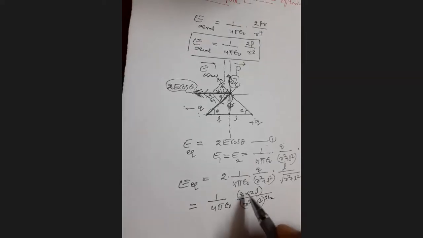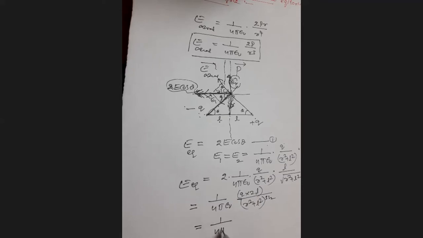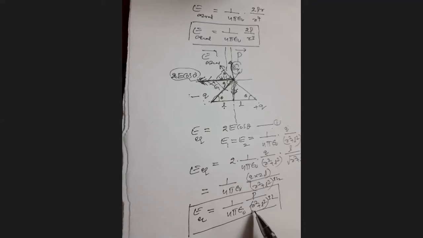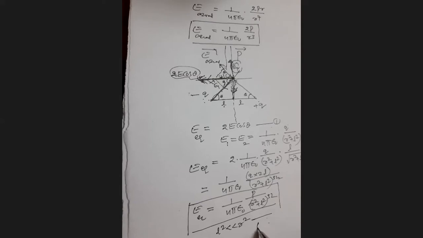Right? But q into 2L gives the dipole moment. This is equal to 1 by 4 pi epsilon naught, p by r square plus L square whole power 3 by 2. This is the expression for electric field strength on the equatorial line of an electric dipole. Again, applying for a short dipole, compared to r square, L square can be neglected, since L square is very much less than r square. Then you will get E equatorial equal to 1 by 4 pi epsilon naught p by r cube.